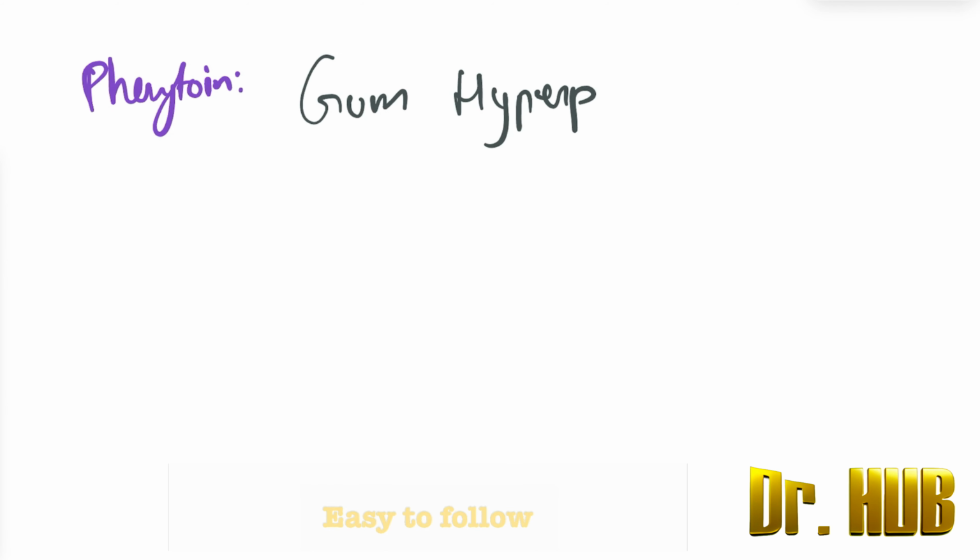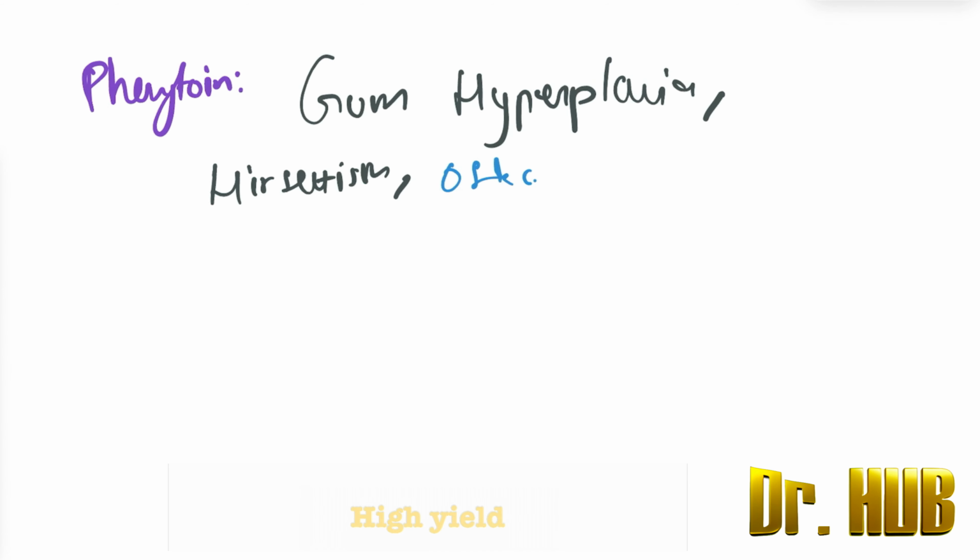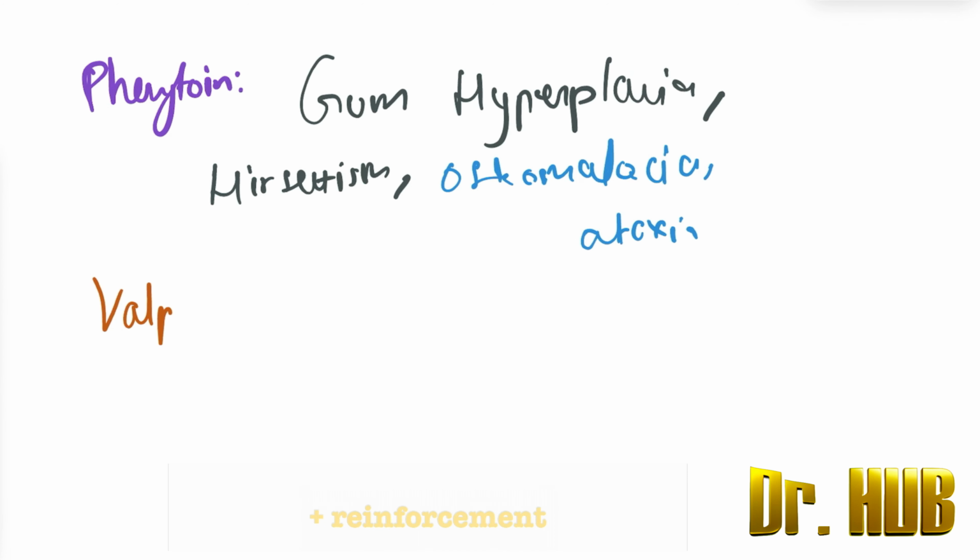The next drug is the phenytoin. We are going to look at the phenytoin. So phenytoin causes gum hyperplasia. Next, it also causes hirsutism, and then it also causes osteomalacia, and ataxia. So, gum hyperplasia, hirsutism, osteomalacia, and ataxia. Next, we are looking at the valproic acid.